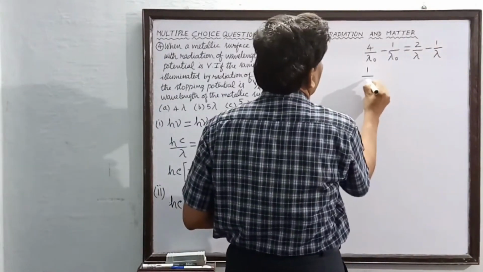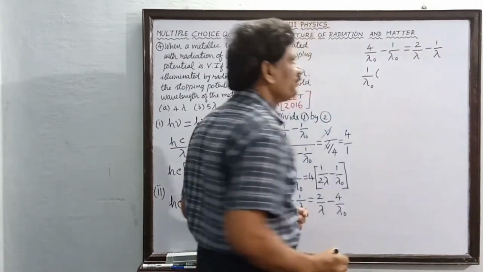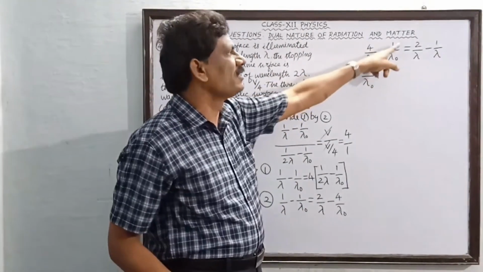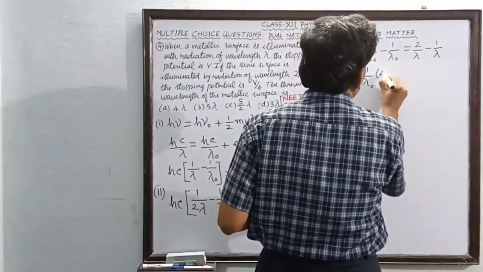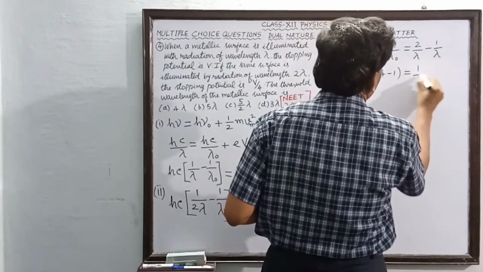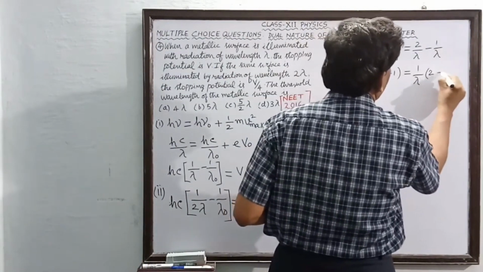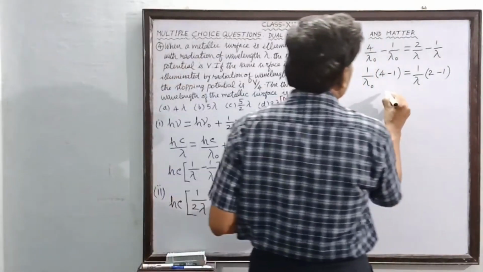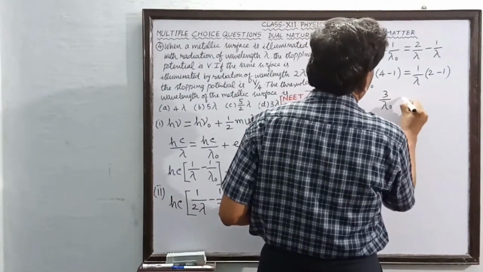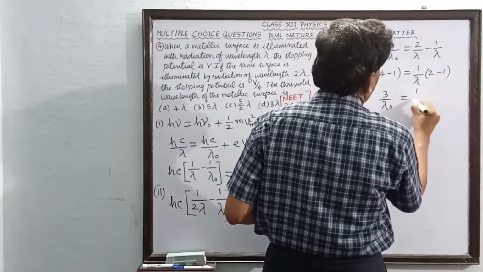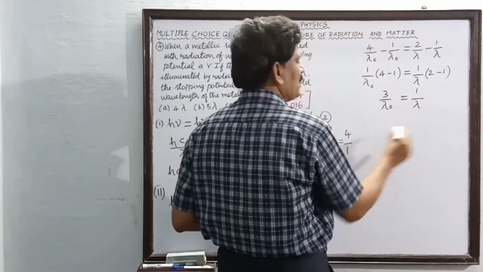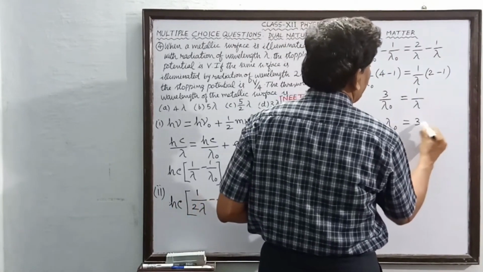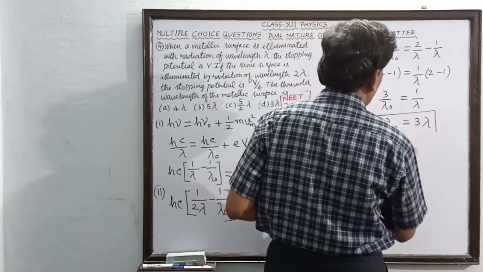So here 1 divided by lambda naught is a common factor. So 1 by lambda naught is taken as a common factor, inside the bracket 4 minus 1. On the right hand side, 1 by lambda is the common factor, and this will become 2 minus 1. 4 minus 1 is 3. So this is 3 divided by lambda naught is equal to 2 minus 1, which is 1, so 1 by lambda. Again cross multiply, we get lambda naught is equal to 3 lambda.